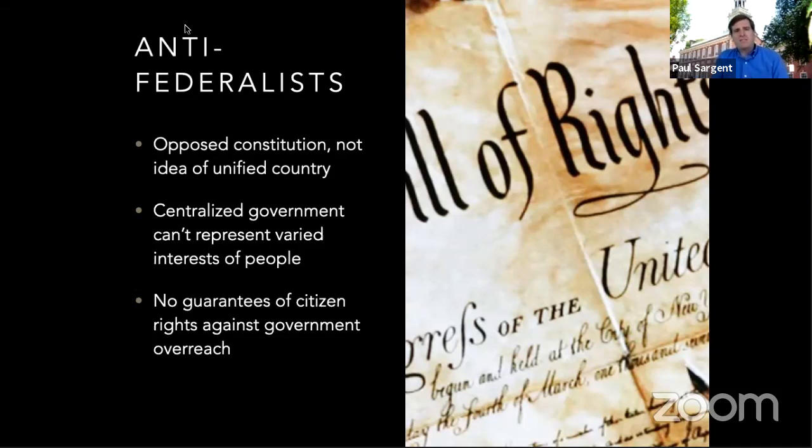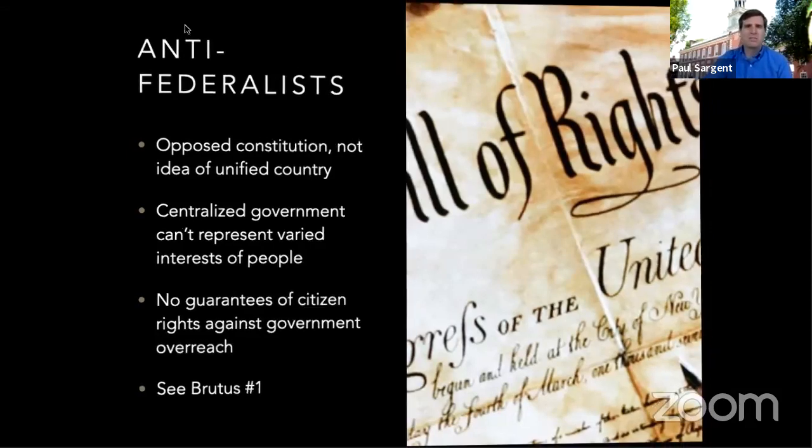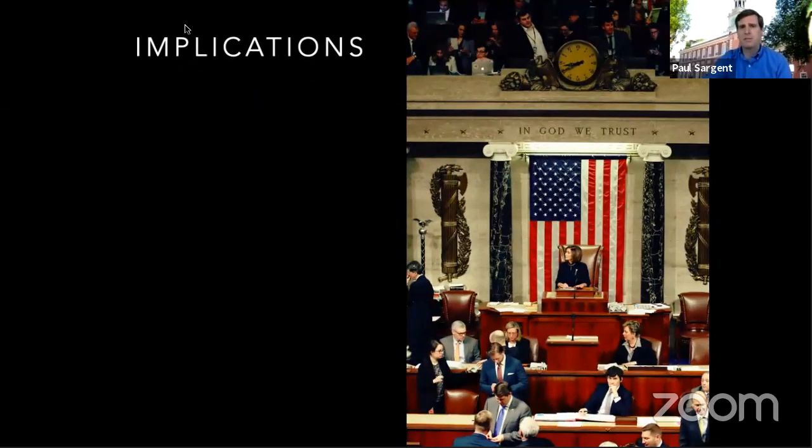But their overarching argument, and definitely their most effective one, was that there were no guarantees of citizens' rights against government overreach. In other words, the Constitution laid out the powers of different branches of government. If you've looked at it, Congress has the ability to do this and this and this. The President has the ability to do this and this and this. But they said, hey, there's no place where citizens' rights to, I don't know, speech, religion, press, assembly, those sorts of things, are protected. Those rights are nowhere protected. And so they called for something to be put in there. If you go back and look at Brutus number one, you'll see most of the anti-federalist arguments in there. There were a number of them, but that's kind of the big one.